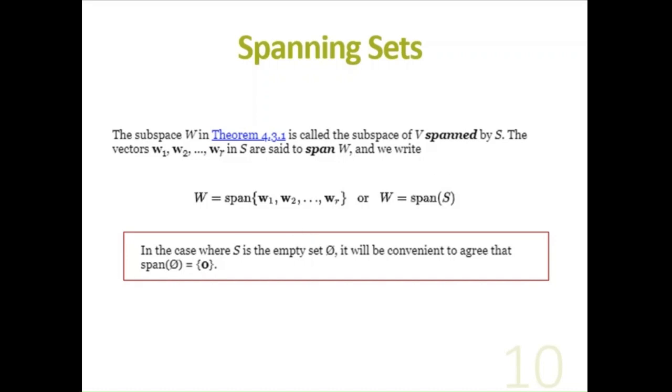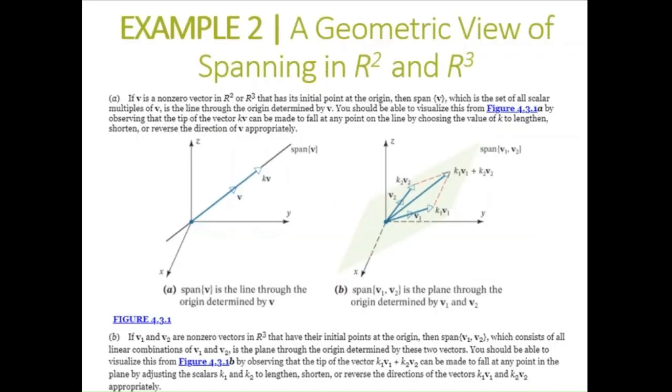Okay, so moving on. We're not going to cover everything in this section, but we're going to look at example 2 because it has a nice geometric view of spanning in R2 and R3. Let's look at part (a). It says if v is a non-zero vector in R2 or R3 that has an initial point at the origin, then span v is going to be the set of all scalar multiples of v. So this whole line here is going to be the line through the origin determined by v.